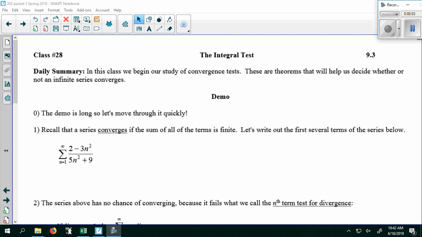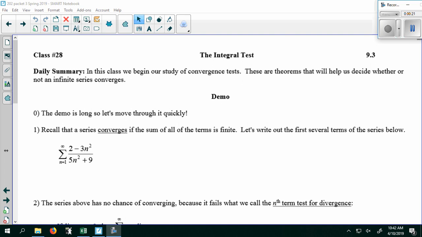All right, in this class, we're going to begin our study of convergence tests. These are theorems that will help us decide whether or not an infinite series converges. Does the infinite list of numbers added together equal a finite number, or does it equal infinity or negative infinity?